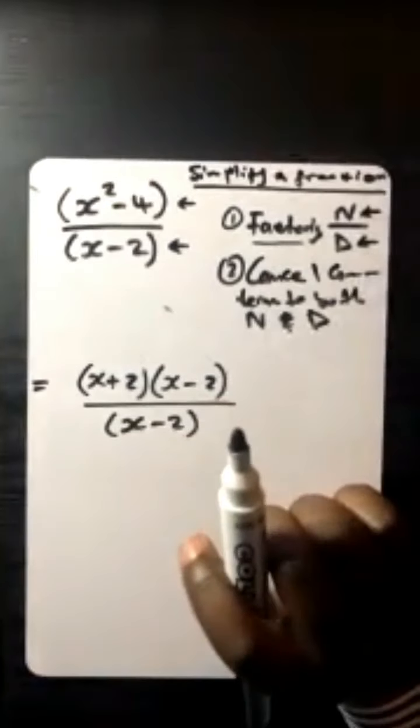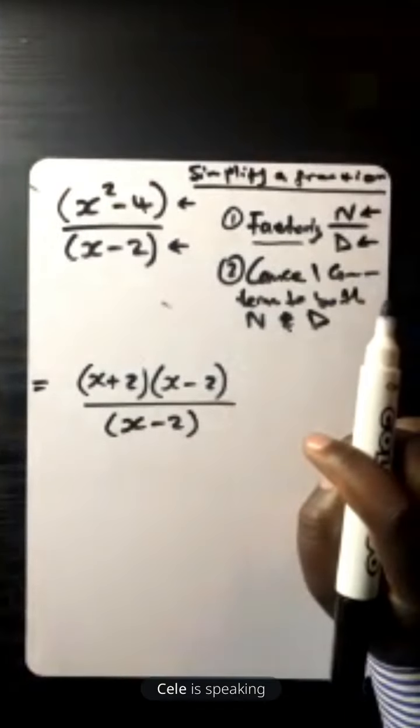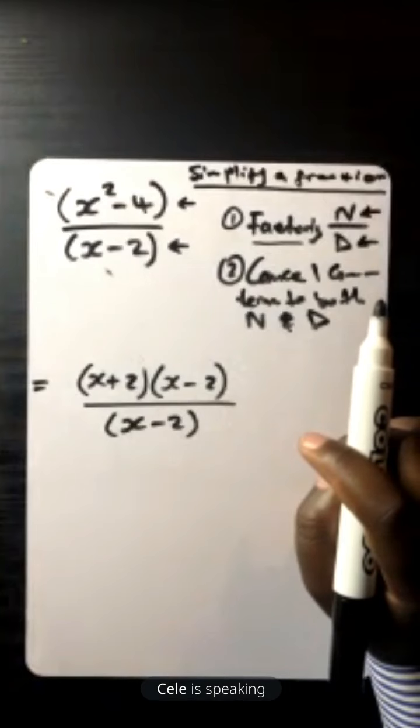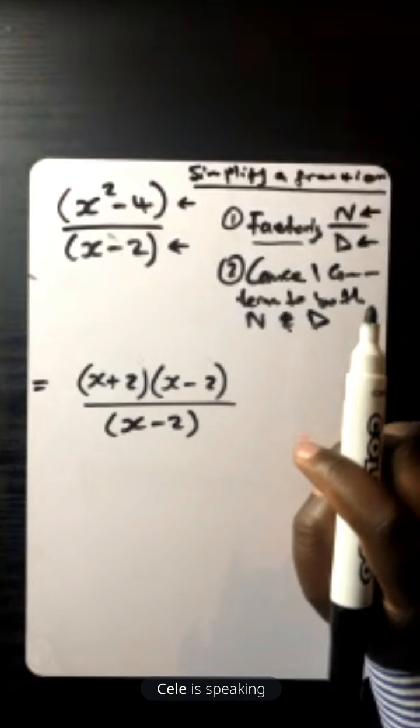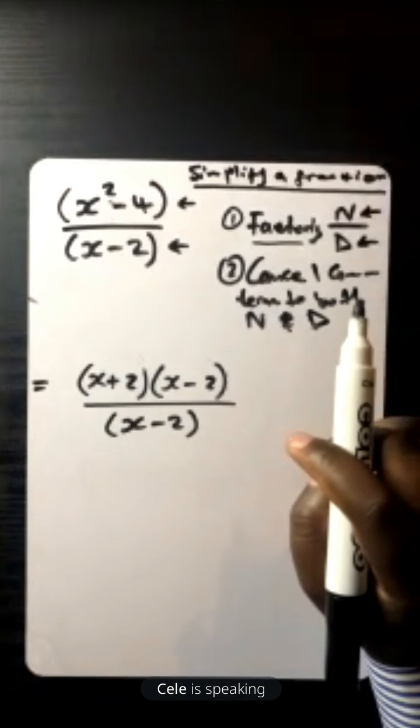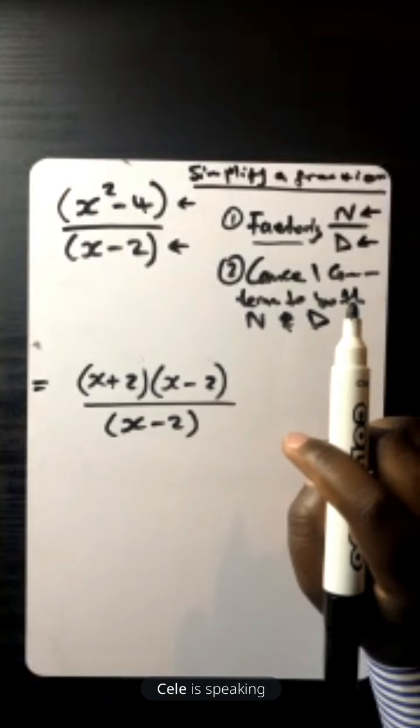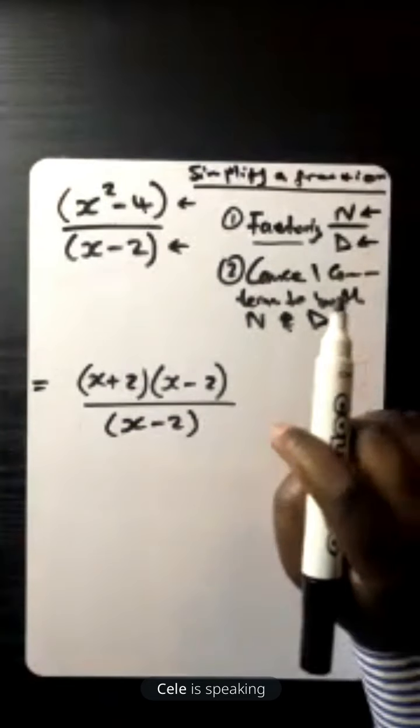So what are we canceling here? You're canceling the terms that are the same. Like at the top you have x minus 2, and at the bottom x minus 2, and you'll be left with x plus 2, which will be your answer.